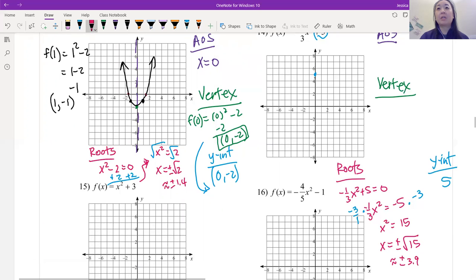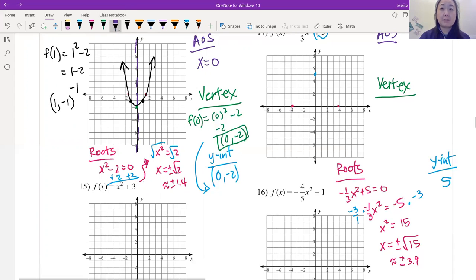All right, so we're going to go 3.9 to the right. So here's 3.9. So it's a little bit before the 4. And again, a little bit before the -4. And notice, you see how it's going to go down like this? And honestly, it kind of looks like our vertex is going to be our y-intercept, right? We'll find out. Okay, so how do we find the vertex? Well, yeah, how do we find the vertex?